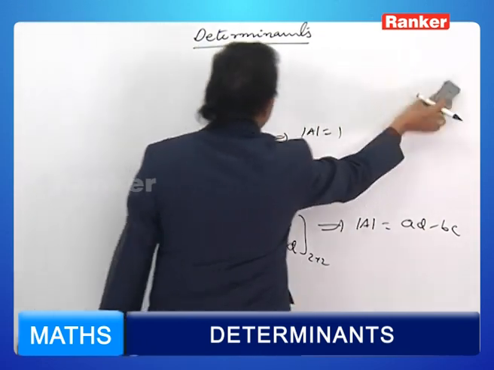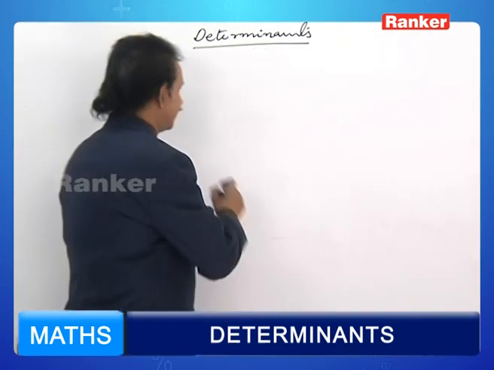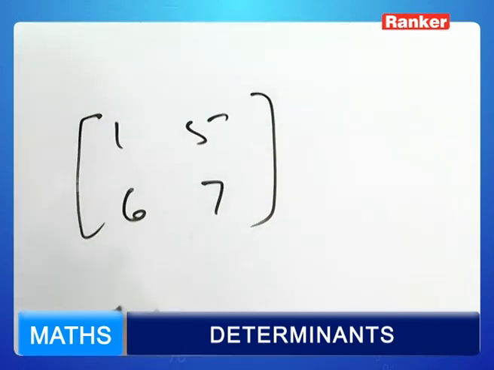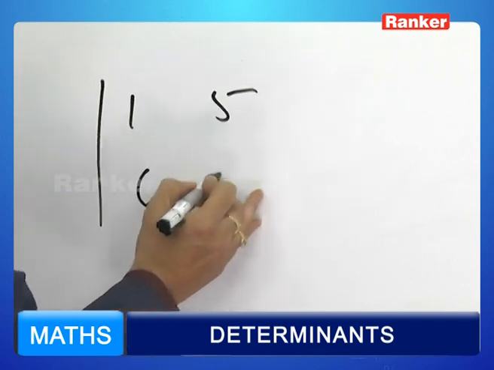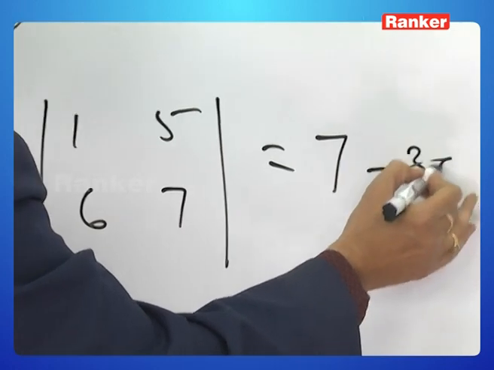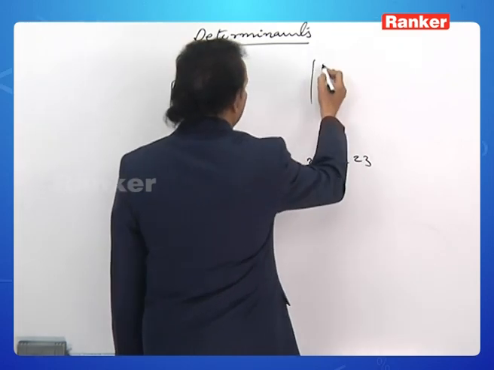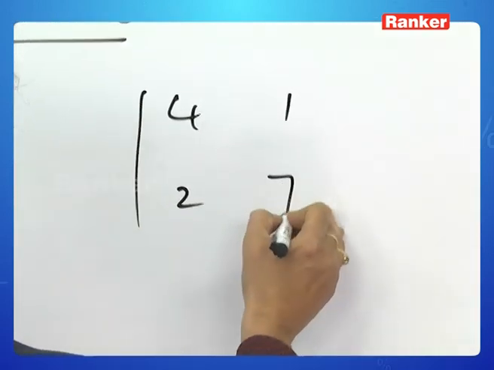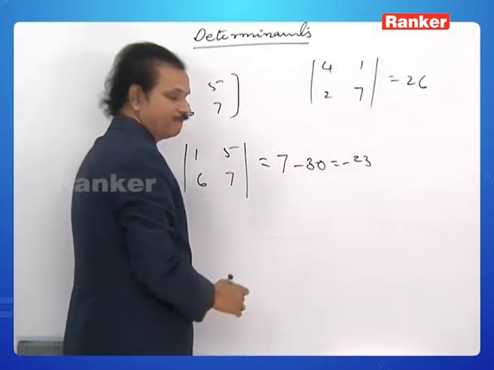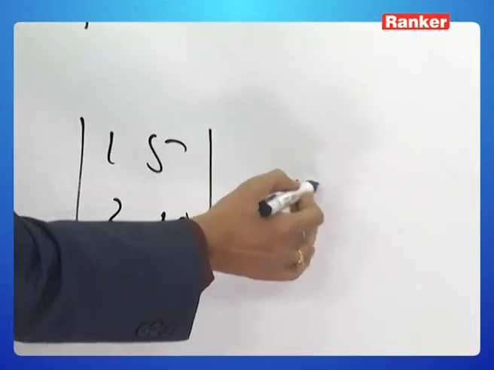Let us now observe some 2 by 2 determinants. Moreover, we are accustomed to write, if you write like this, it is a matrix. If you write like this, it is the determinant of the matrix. What is that? ad is 7, bc is 30. 7 minus 30 is minus 23. Okay, one more. 4, 1, 2, 7. Come on, what is the determinant? 28 minus 2 is 26. One more. 1, 5, 2, 10. Come on, this is 10 minus 10, 0.